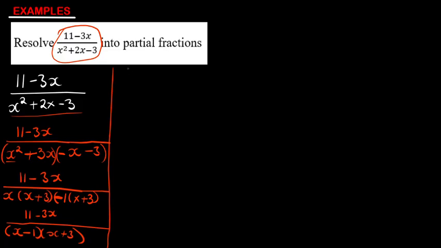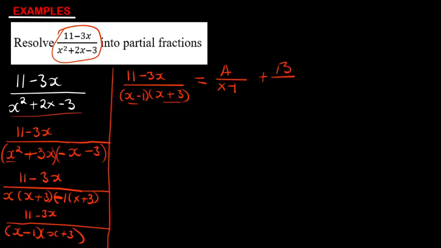Now, since we have factorized, we have 11 minus 3x over x minus 1, then x plus 3. These denominators are linear functions, meaning that in the partial fractions the numerators will be constant numbers. So it will just be A over x minus 1, plus B over x plus 3.